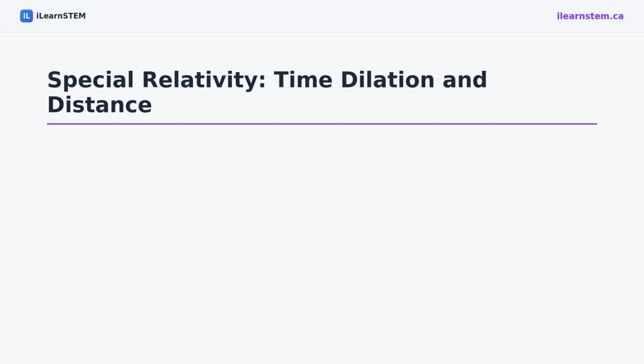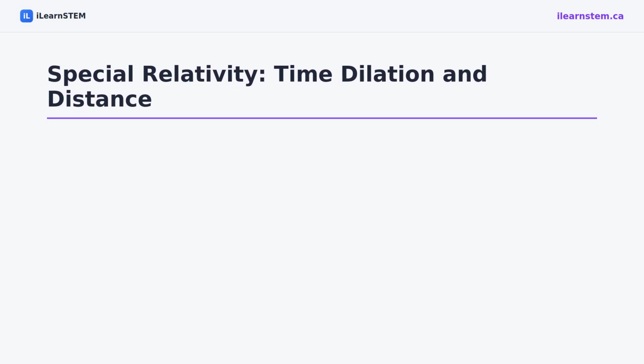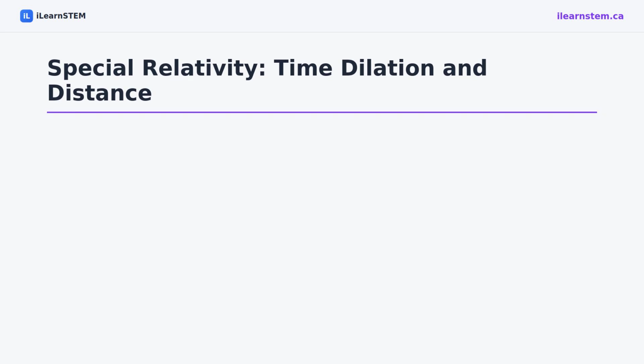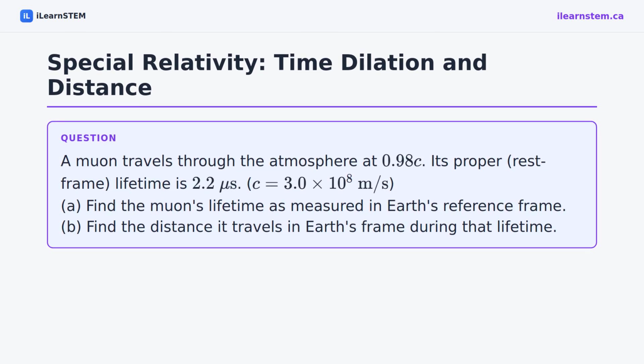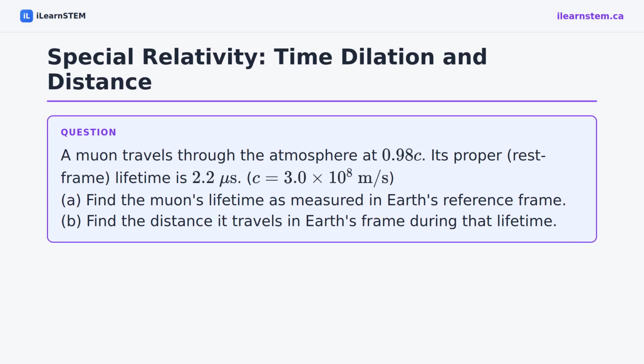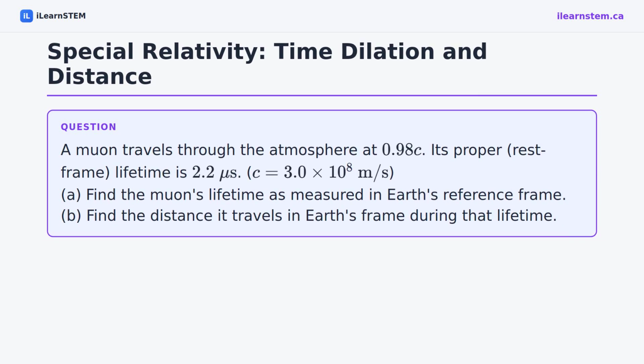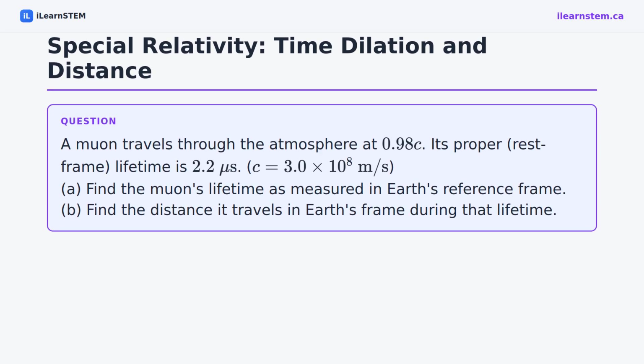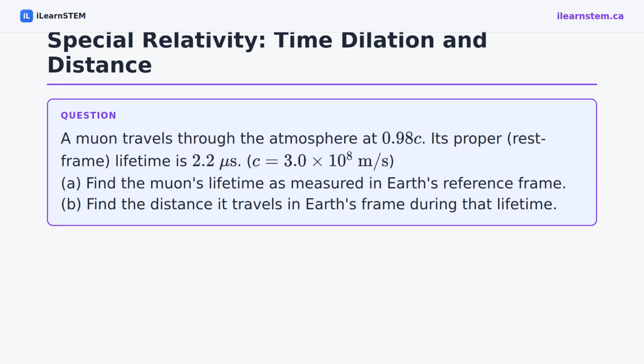We'll practice using time dilation to find the lifetime of a fast-moving muon and the distance it travels. Here's the problem. A muon travels through the atmosphere at 0.98 times the speed of light. Its proper lifetime measured in its rest frame is 2.2 microseconds.